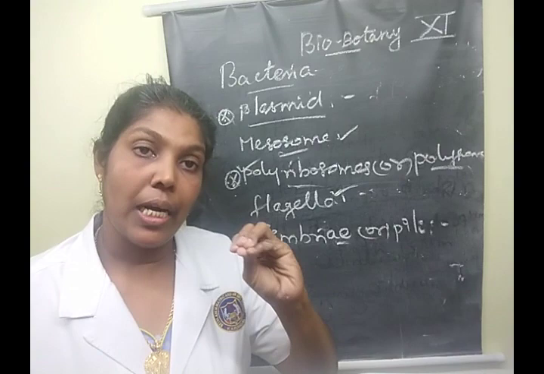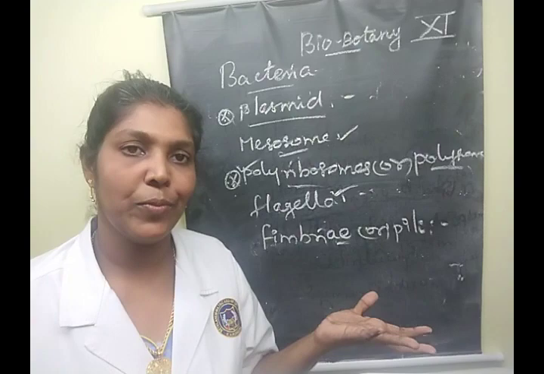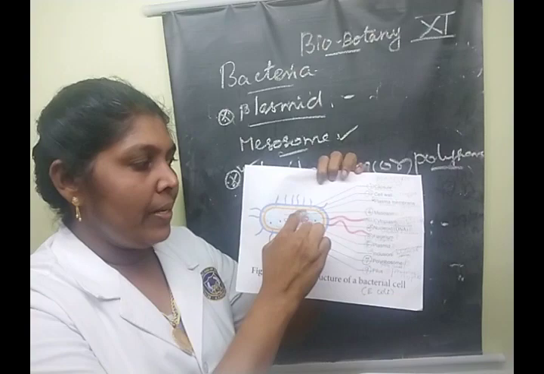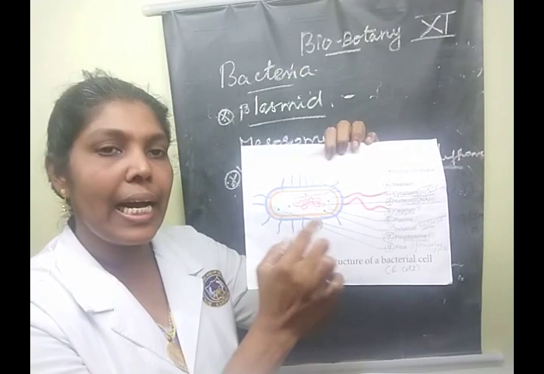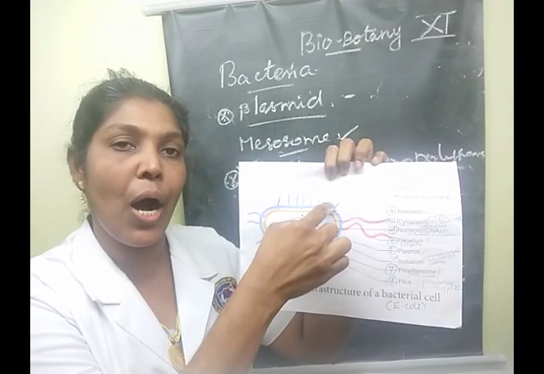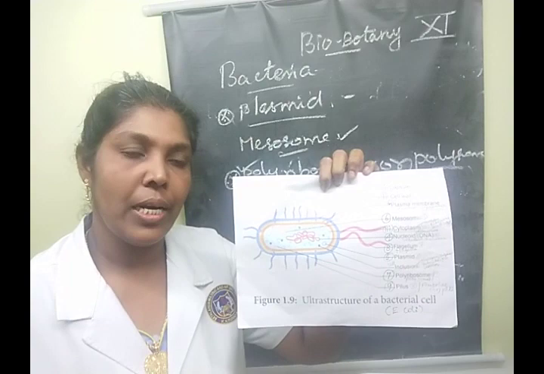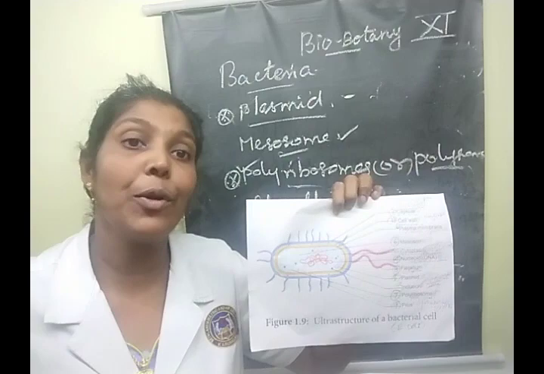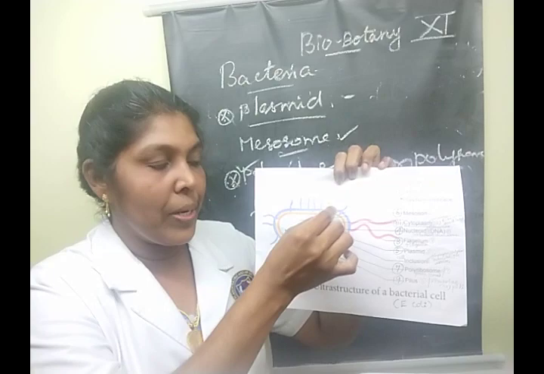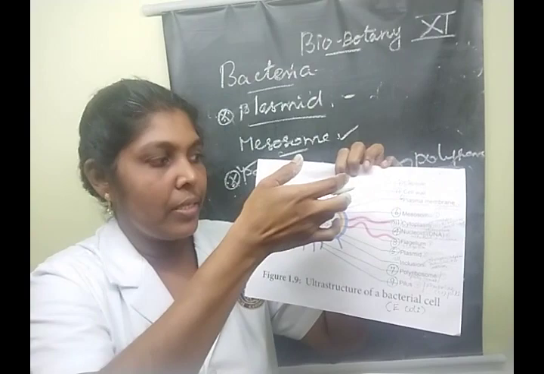From the cell wall region, numerous hair-like appendages, meaning outgrowth-like structures, are present around the cell surface region. That is known as pili. Clear, children? Some bacteria, mainly gram-negative bacterial cells, have numerous hair-like appendages, meaning outgrowths, present around the cell wall surface region. That is known as pili.